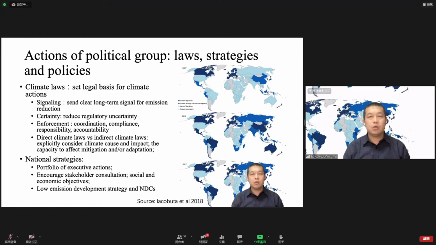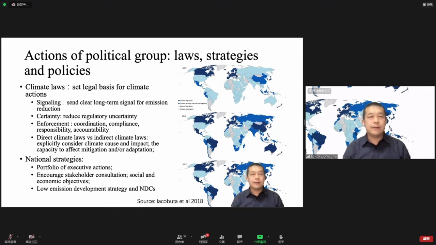For example, to reduce greenhouse gas emissions as the key objective of that legislation. And we also have other indirect climate laws, in which the climate is not the focus, but those laws could have huge implications on mitigation or adaptation. For example, the renewable energy law, which is focused generally on the development of renewables, but that also will have huge implications on the reduction of greenhouse gas emissions. Therefore, it is an indirect law.